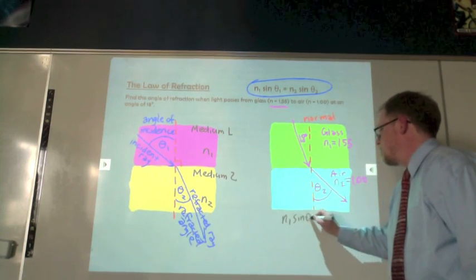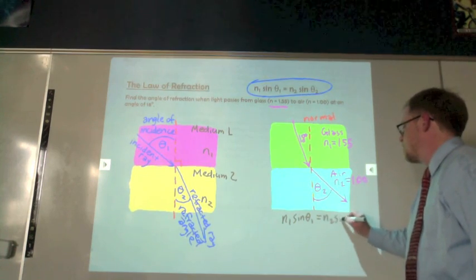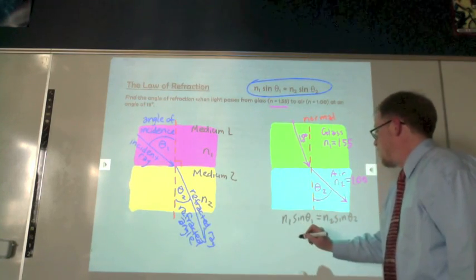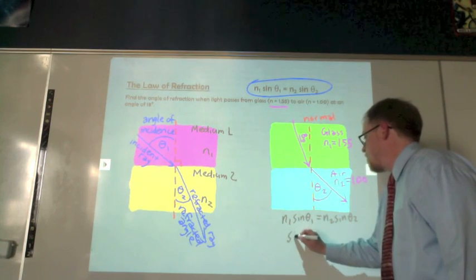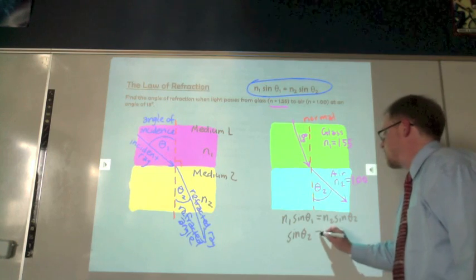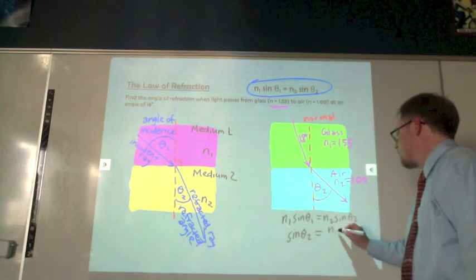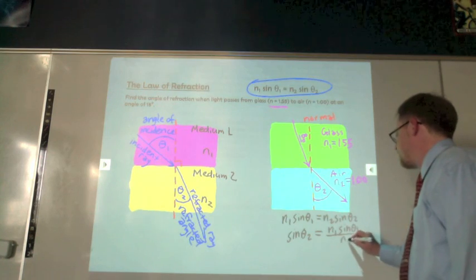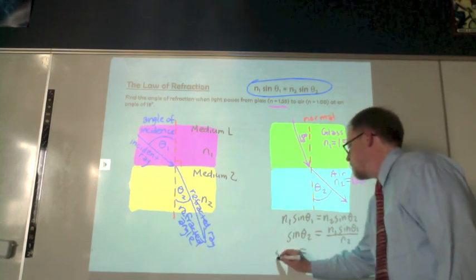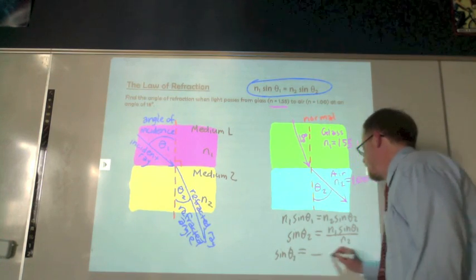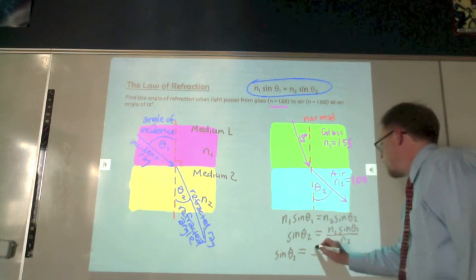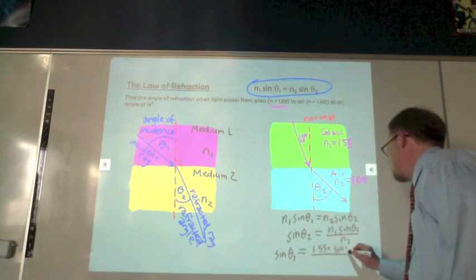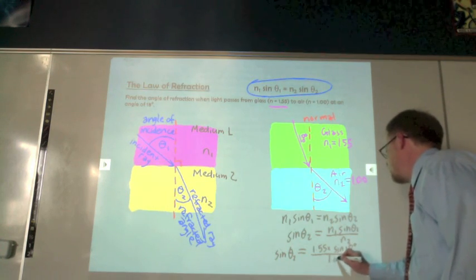N1 sine theta 1 equals N2 sine theta 2. We know the values for N1, theta 1, and N2, so we're solving for theta 2. Let me go ahead and isolate sine theta 2. It's going to be N1 sine theta 1 divided by N2. Sine theta 2 is therefore going to equal 1.55 times the sine of 18 degrees divided by 1.00.